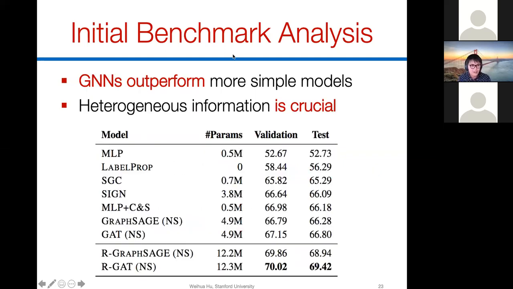What we observed in our initial benchmark analysis is that GNNs outperform simpler models, and heterogeneous information is really crucial. This is very interesting because recently, in the GraphML community, people are trying to make the models simpler and simpler in order to scale models on large graphs. But historically, we know that on larger and larger data, we need more and more expressive models. And this baseline analysis shows that we do need expressive models to capture the complex relations in large data, although it's hard to implement.